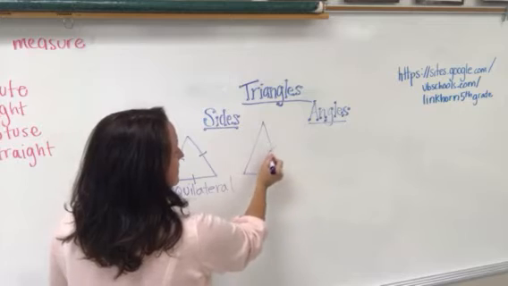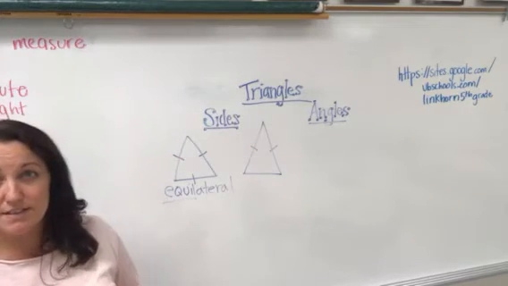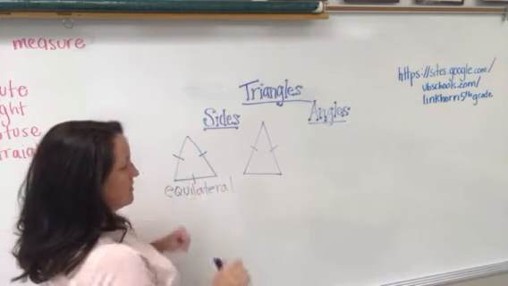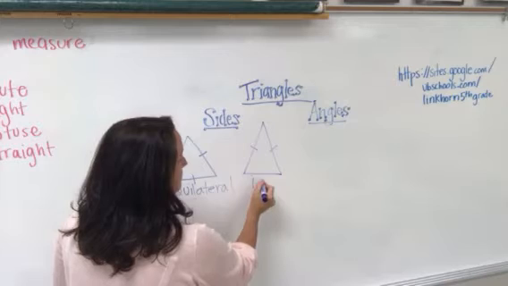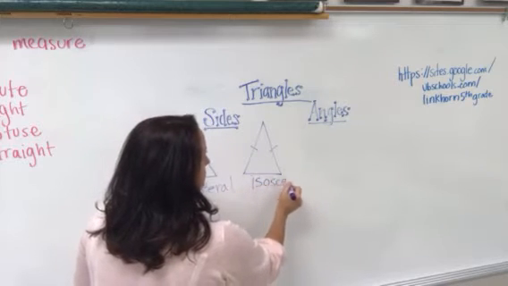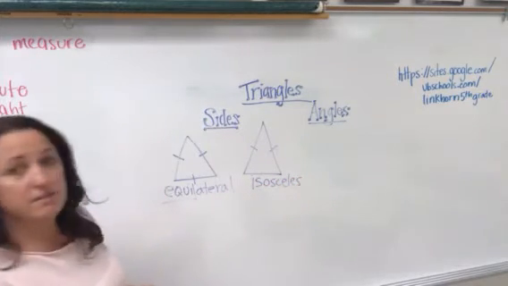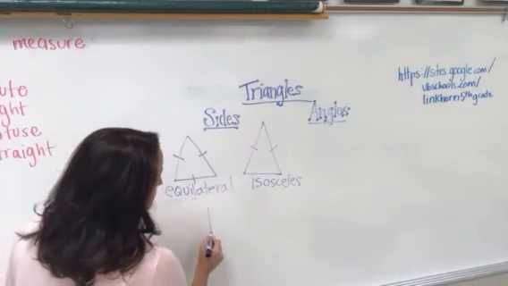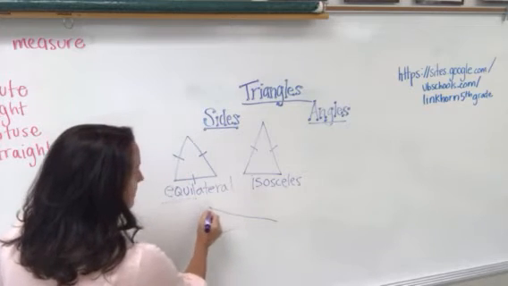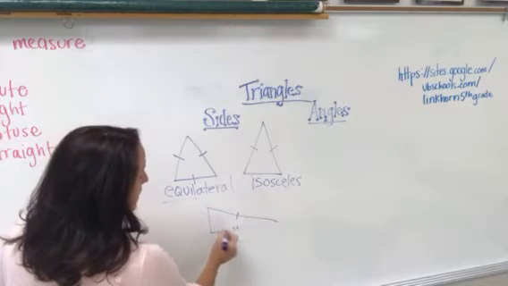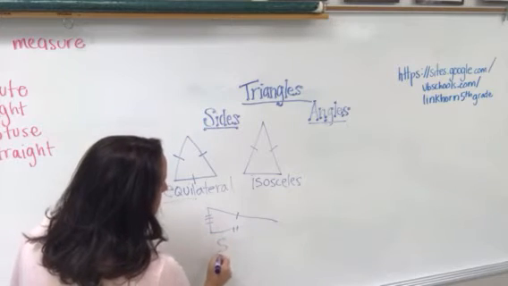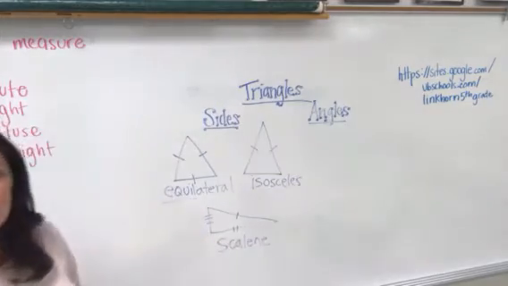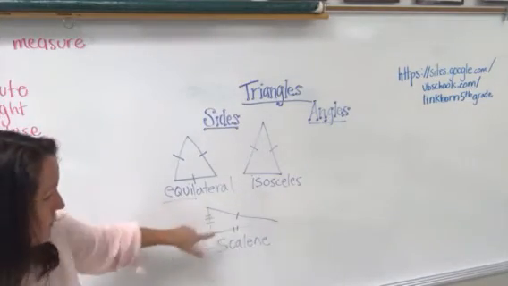We can also classify a triangle on sides that has two sides the same. I note that by these two little slashes, and that's called isosceles. Isosceles triangle. And then finally the last triangle has no sides the same. This poor guy, we call him our scalene triangle. Scalene triangle, scary scalene. He has no sides the same.